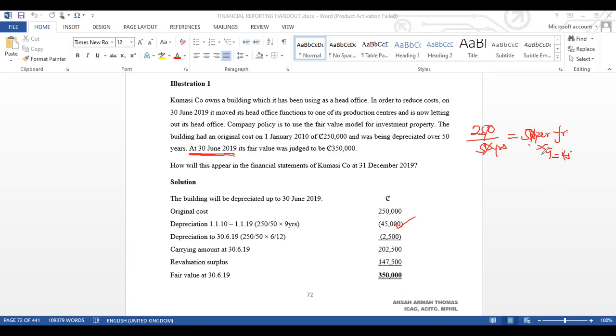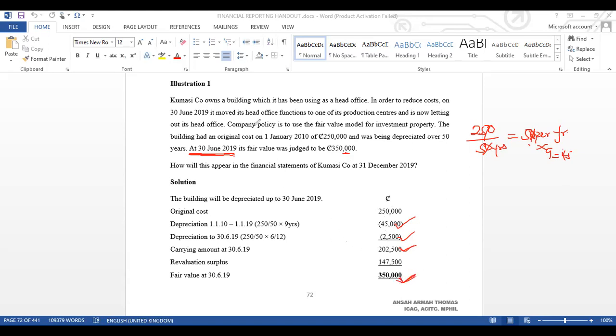In the 6 months, we know that every year is 5,000, so 6 months of every year is 2,500. That is what you see here. So now when you deduct the depreciations, this is what you have, 202,500. Then it is this figure that is now revalued to 350. That is what you see here.